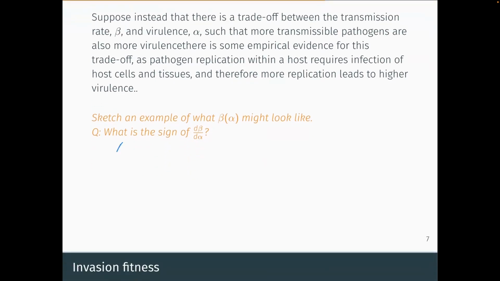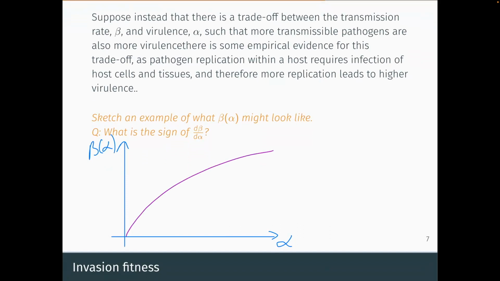So if we were to sketch an example of what this relationship might look like, if we think about our virulence going along this horizontal axis, and then our transmission rate being a function of that virulence, it could take different forms. Maybe it looks something like this. That would be saying that as our virulence gets higher and higher, our transmission rate might plateau, or it might just not be accelerating as fast as our virulence is.